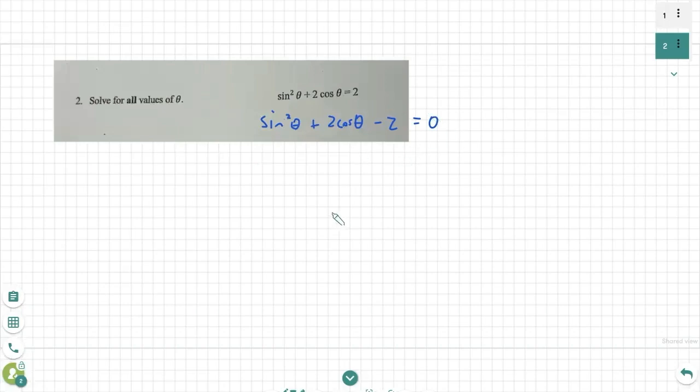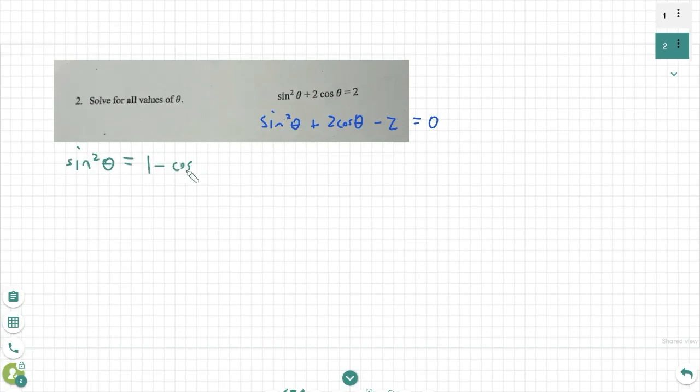I'm trying to change the sine into a cosine. Yeah, it's sine squared, right? Sine squared is easy to change. Do you know what you can change sine squared into? You have to rewrite it a different way. So what's sine squared plus cosine squared? 1. What's sine squared equal to? It's 1 minus cosine squared.